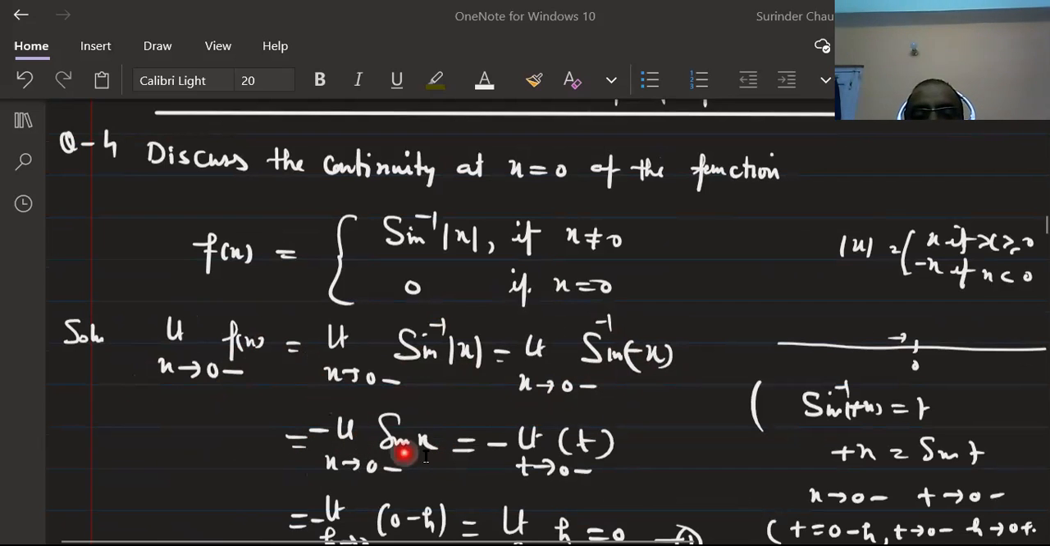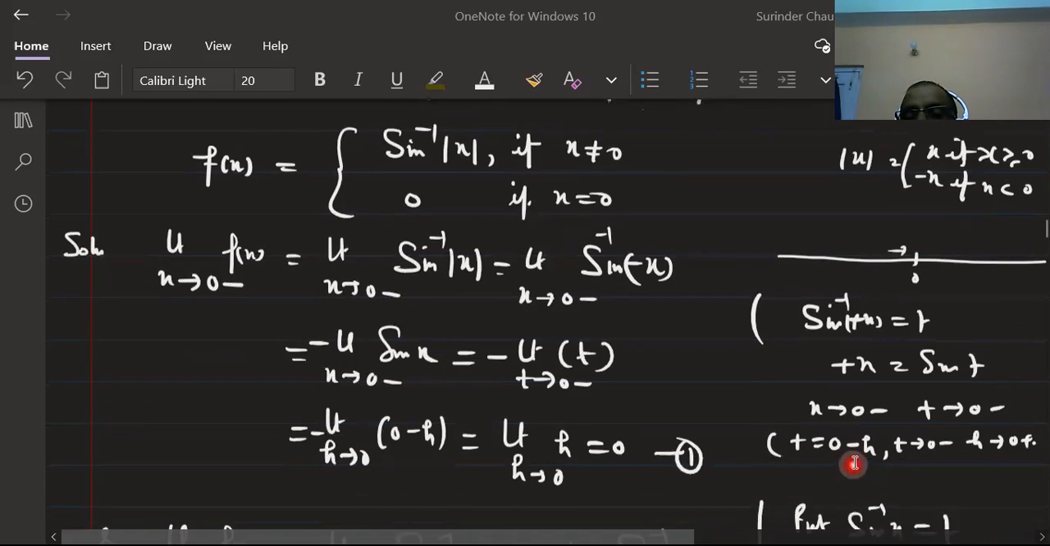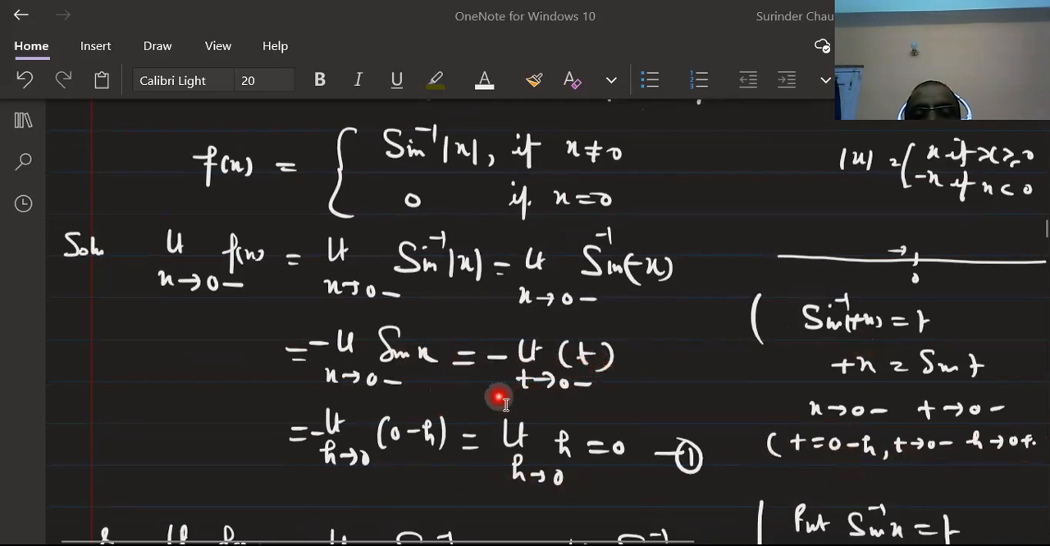Put sine inverse of minus x equal to b, so sine of b equals minus x, therefore x equals minus sine of b. When x goes to 0 from the negative side, b goes to 0. So after substitution, the left limit is minus limit of b as b goes to 0, which is 0.